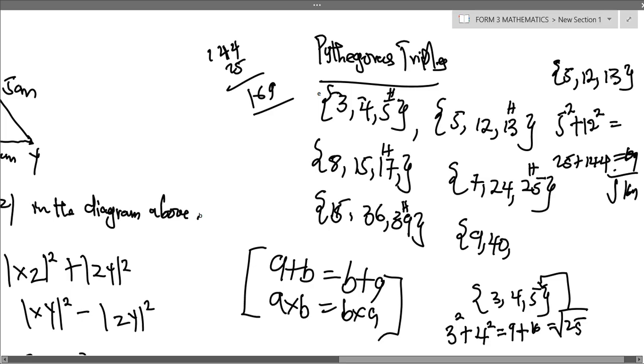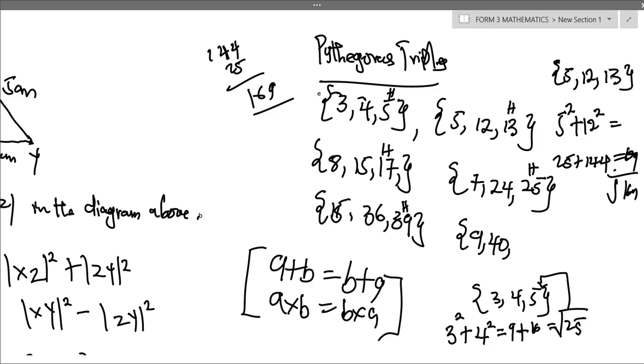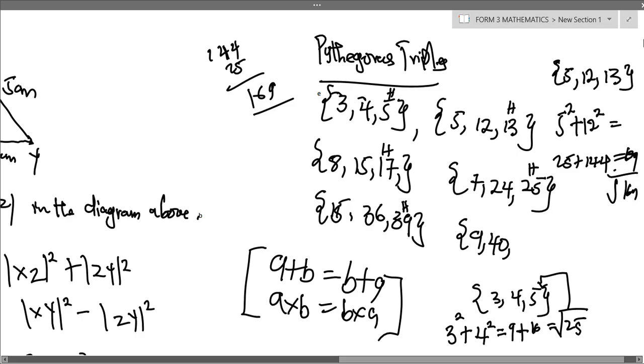So if you're able to understand the triples very well, you will not suffer in your objectives, especially when you're asked to find either the hypotenuse or the opposite, or even the adjacent.